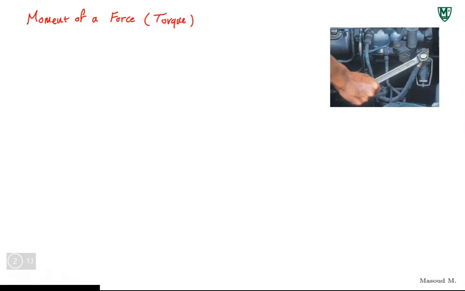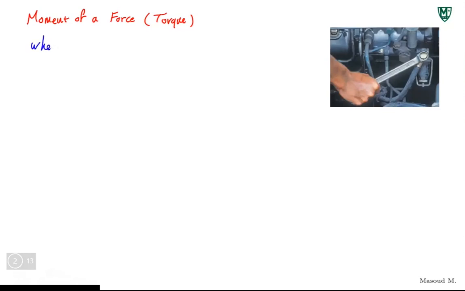Right. So we have a rigid body or a body. We apply force to it. That force produces a tendency for that body to rotate about a point. Now, that tendency to rotate is called moment of a force or torque. That's pretty much it. That's the general definition of a torque or moment of a force. So let me just phrase it here.